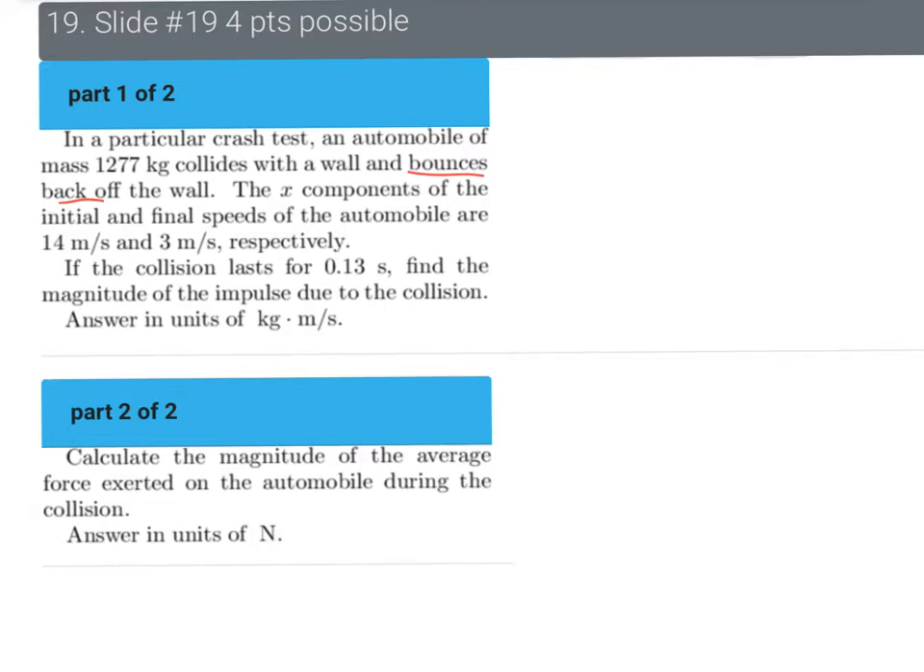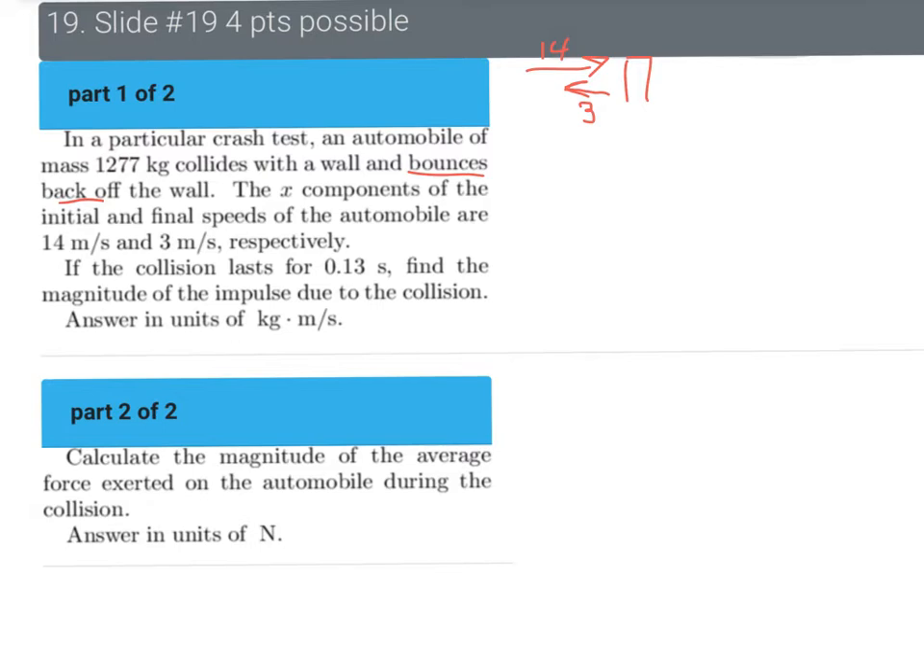It does tell us the initial and final speeds are 14 and 3 respectively, but since we have two different directions here, it's important that we set our coordinate system. So this is our wall. It's going in with the speed of 14, but then it's bouncing back with a smaller speed of only 3.